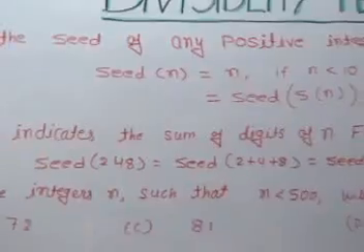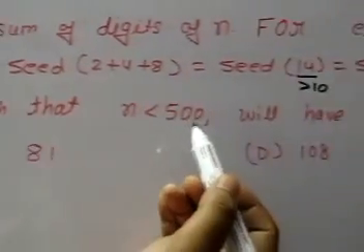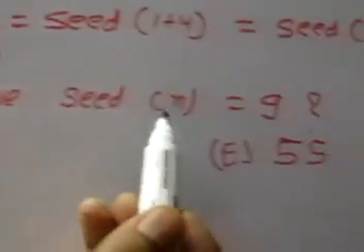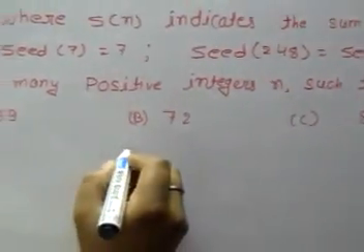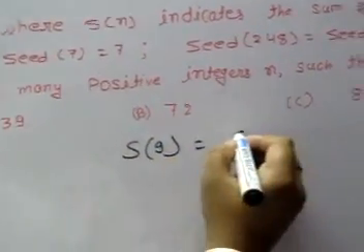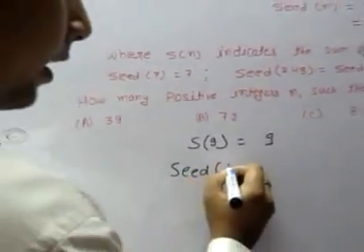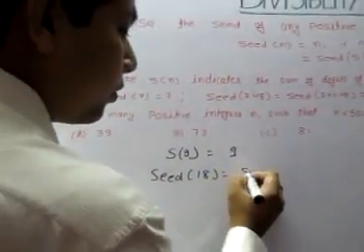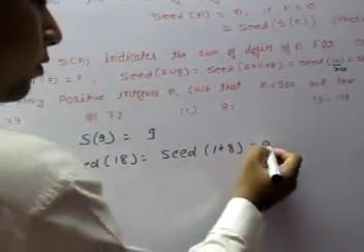Now the question is, how many positive integers n such that n less than 500 will have seed n equal to 9. Now just think of the first example of seed 9. S of n is equal to 9. Then seed 18 is equal to seed of 1 plus 8, which is equal to 9.